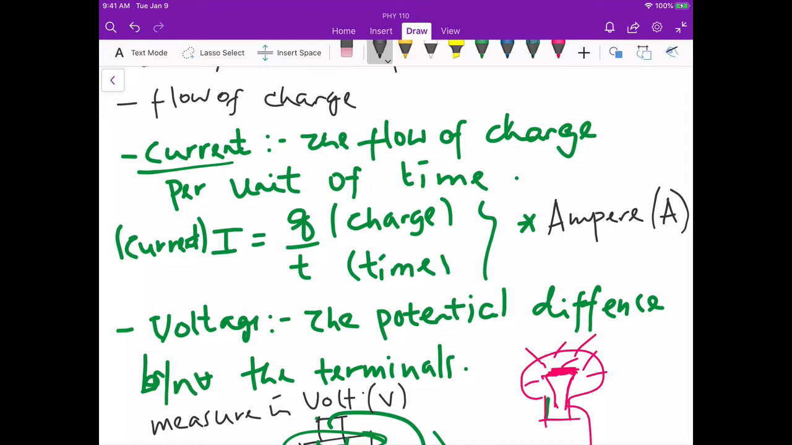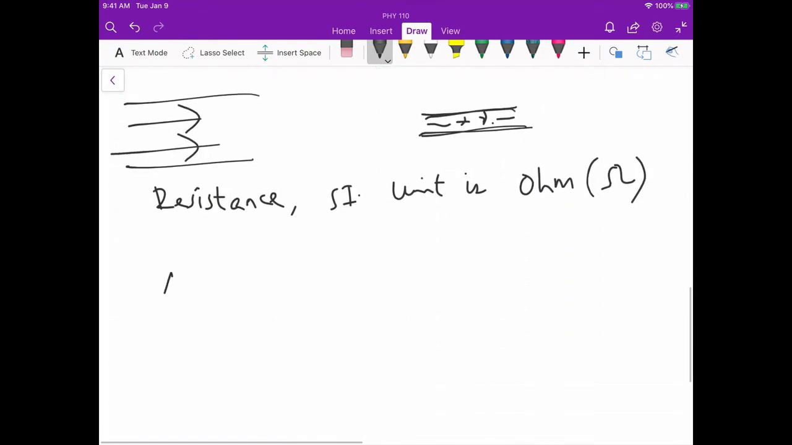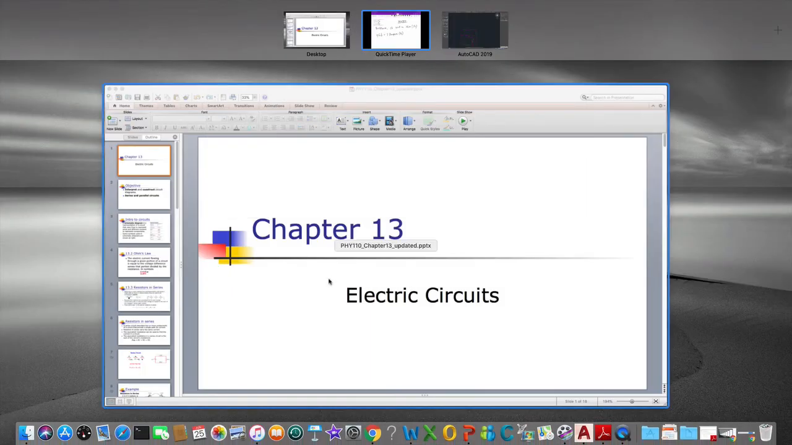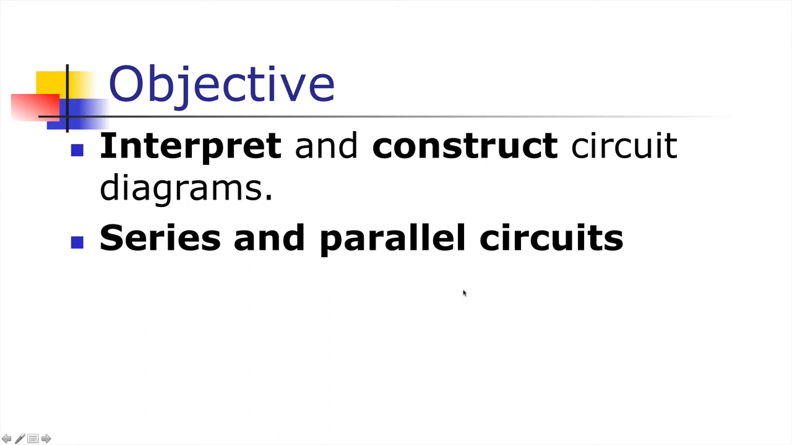Okay, so as you can see here, you may say, didn't you say current is measured in charge over time? Charge over time means coulomb per second. Yes, 1 coulomb per second is equal to 1 ampere. All right, so now you know what voltage is, what current is, and what resistance is. Then we can look at the different elements of a circuit.